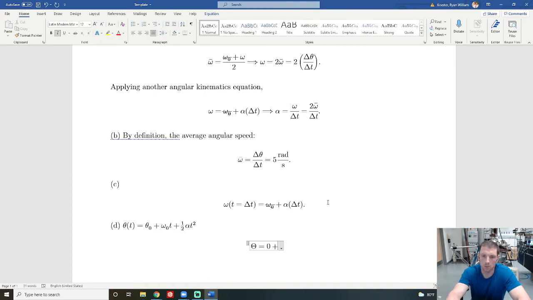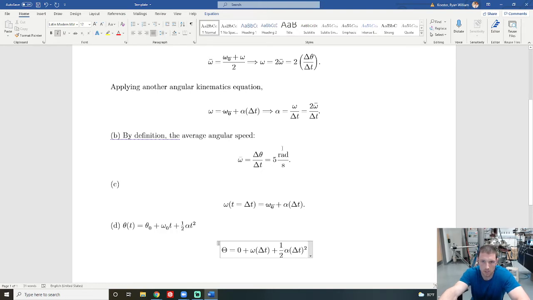So that would be the 10 radians per second. I'm just going to call it omega. And then we have here that the time interval is delta t again, right? And then plus 1/2 alpha delta t squared, okay? And delta t is just 5 seconds.